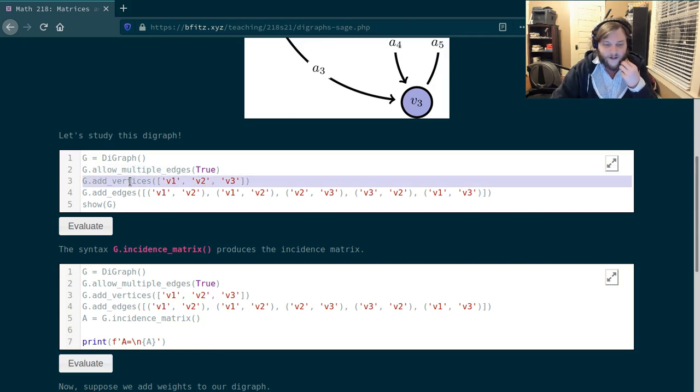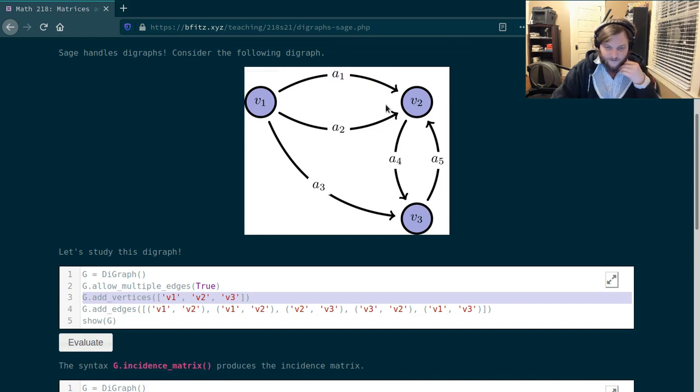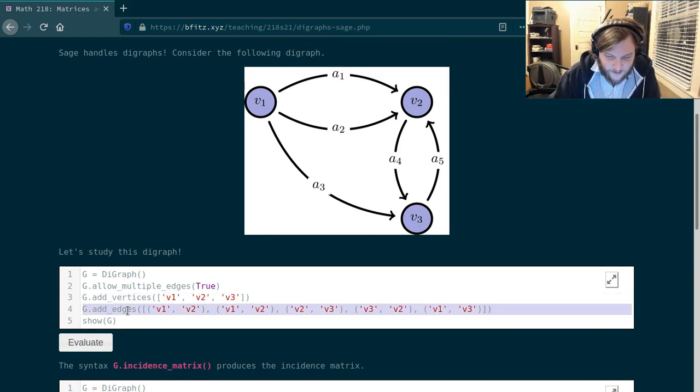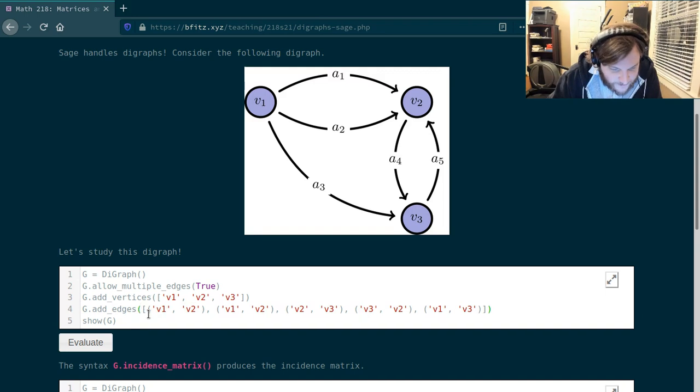The next thing I'm doing is telling Sage that in my directed graph, I want 3 vertices called v1, v2, and v3. We called those nodes in the lecture. It's the same thing. And then the fourth line here defines all the arrows in the directed graph. Sage refers to these as edges. Edges means the same thing as arrow. What we're constructing is a list where each tuple in this list is a source node and a target node for an arrow.